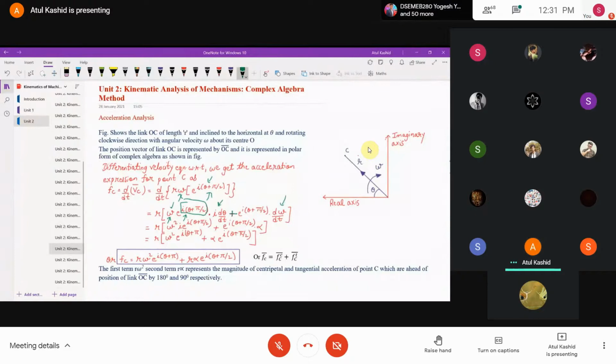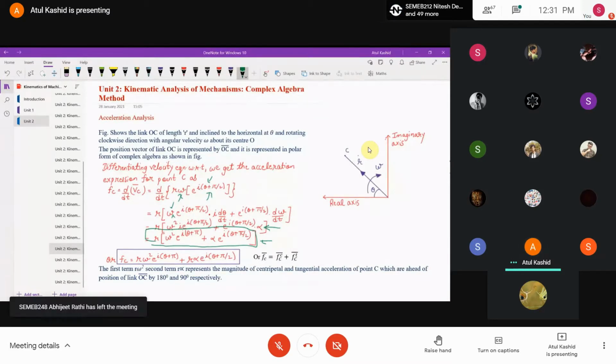And we have to just replace d theta by dt. We know it is omega. So this omega and this omega will become omega square. And d omega by dt, we know the change in angular velocity with respect to time is your angular acceleration, which will be alpha. So modifying the equation, we can write it as r into bracket omega square e raised to i(theta plus pi) plus alpha e raised to i(theta plus pi by 2).